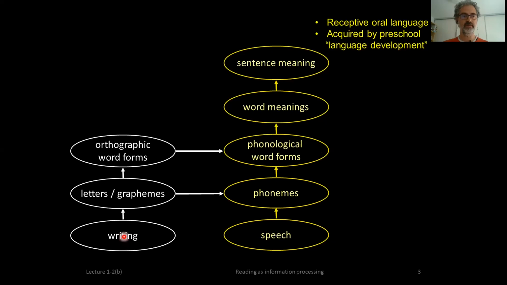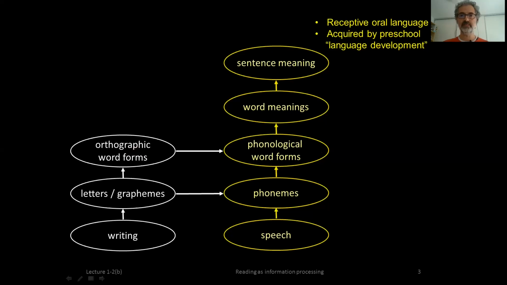This goes into your mind because you're looking at it, your eyes send information to the visual areas of your brain, and then your mind recognizes letters or groups of letters called graphemes because you know their shapes. So you represent in your mind what letters you're looking at. And you can represent in your mind orthographic word forms, which is the sequences of letters that form words in your language that you already know. So known, familiar sequences of letters in your language are orthographic word forms.